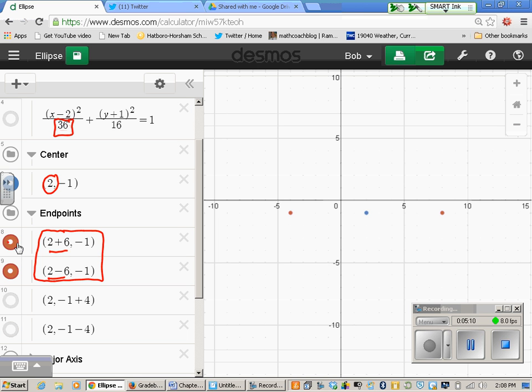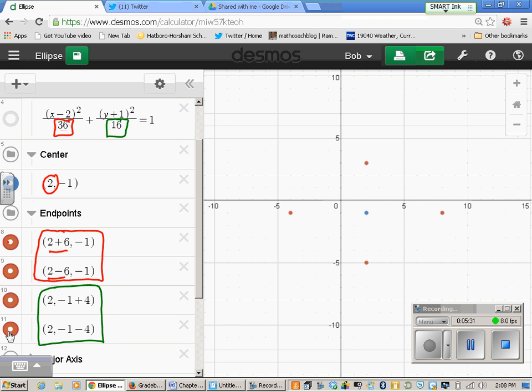I want to take this other number, 16. The square root of that is 4. If I go 4 up and down from my center. So you notice what I've done here is I've gone 4 up and down from my center. And those will be telling me the top and bottom points. And you can see now, hopefully on the graph, that I have the 4 endpoints of my ellipse, and it's starting to take shape here.